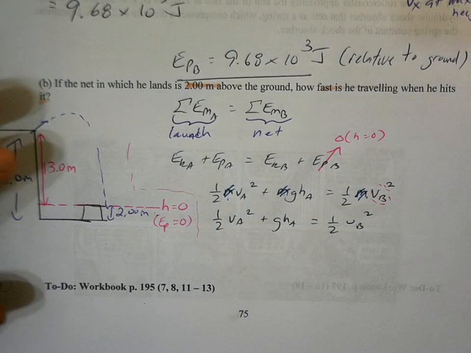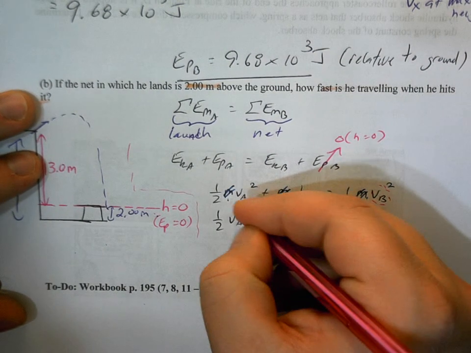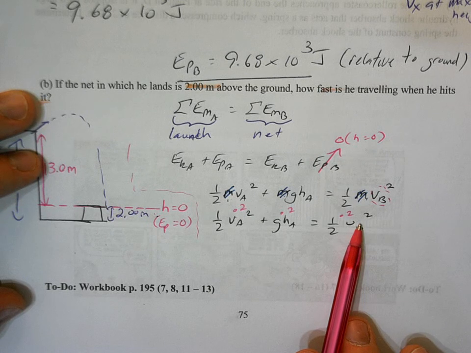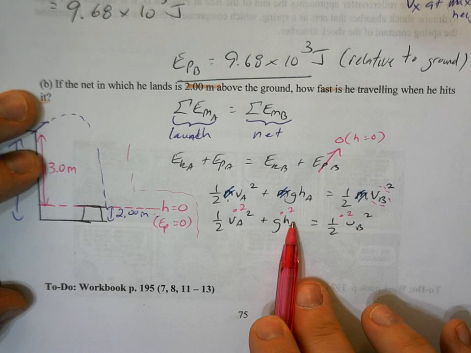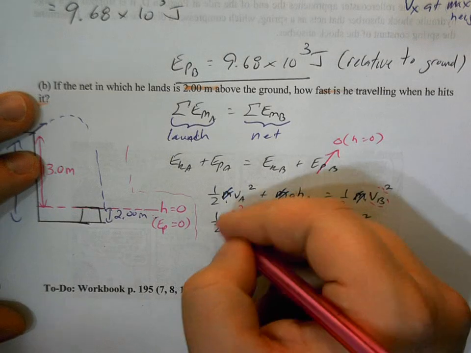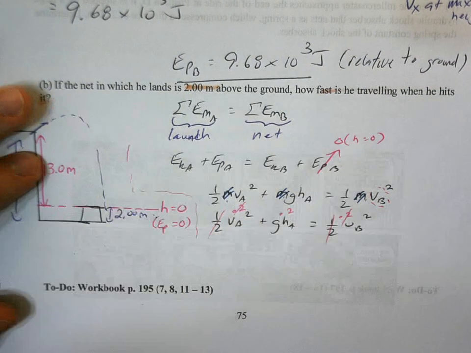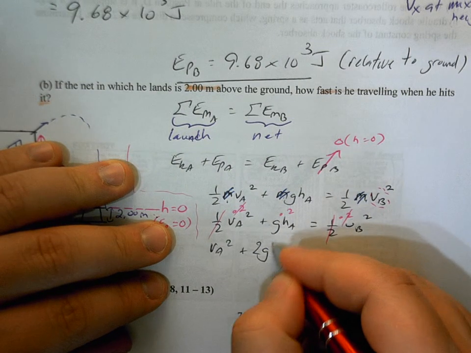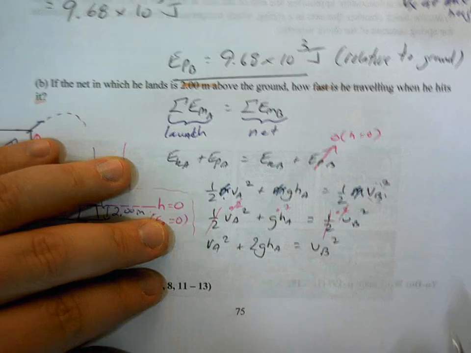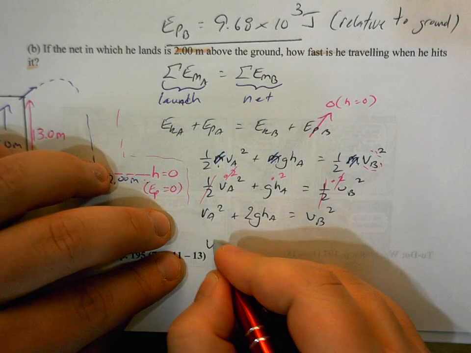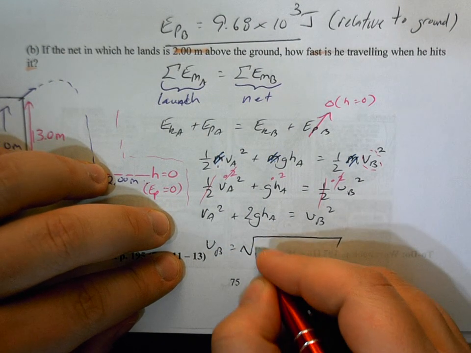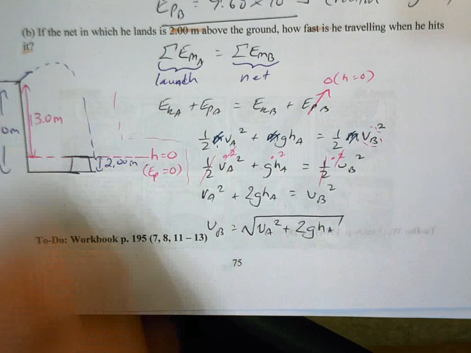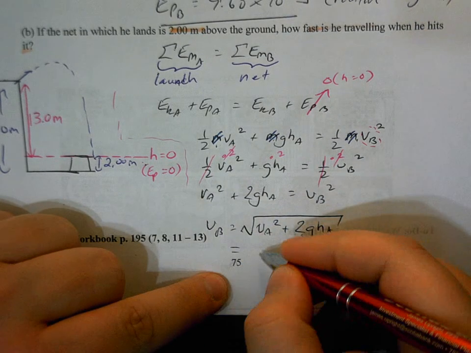I don't want the half here, so I'm going to multiply everything by 2. Remember that when you're multiplying or dividing, every term is multiplied or divided by the same thing, so we have to multiply every single term by 2. So this half and 2 are going to get rid of each other. That half and 2 are going to get rid of each other. And then 2 times g h_A is just going to be 2 g h_A, equals v_B squared. So what I can now write is v_B is going to be the square root of v_A squared plus 2 g h_A. This will allow me to find my speed based on the information I have.